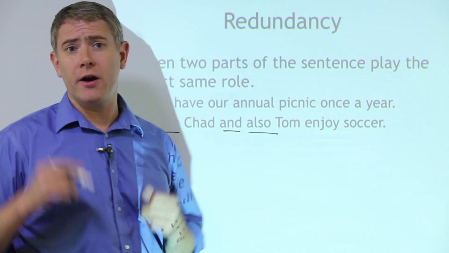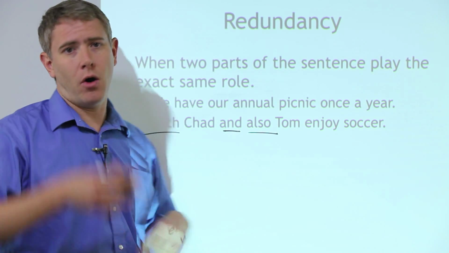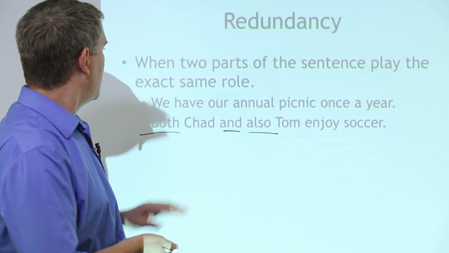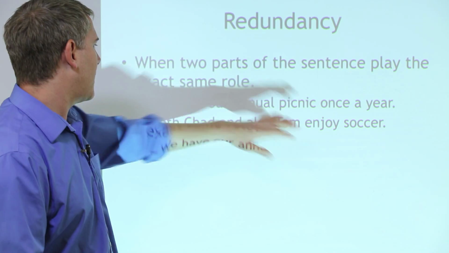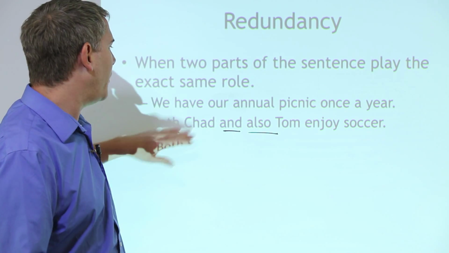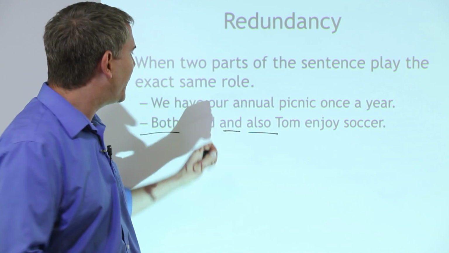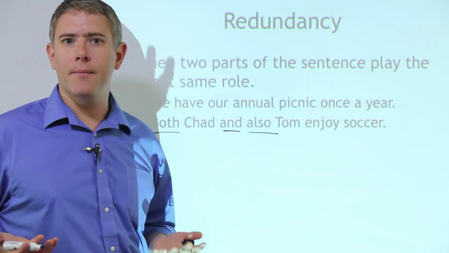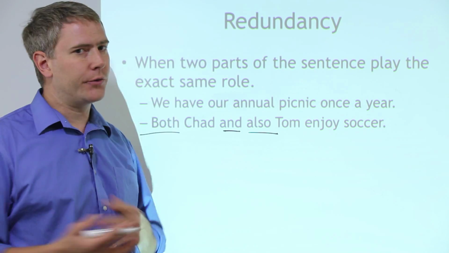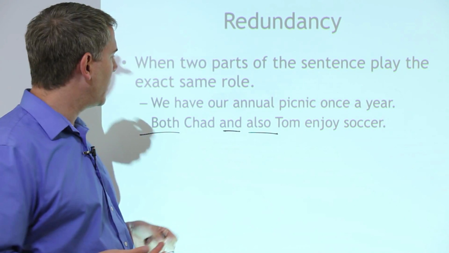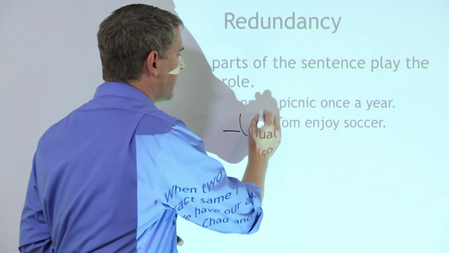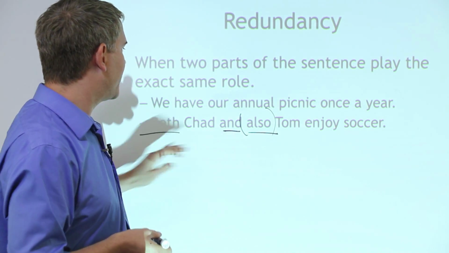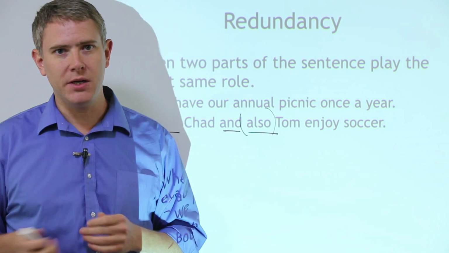Now, we'll learn in our diction lesson, both and always go together. Both and always go together. So I could say Chad and Tom enjoy soccer, or I could say both Chad and Tom enjoy soccer, but the also is what's out of place here. I know it's also Tom. That's why I said and. The also doesn't tell me any information. So this is a case of a more grammatical sort of redundancy. These words simply can't be used together. They shouldn't be used together.